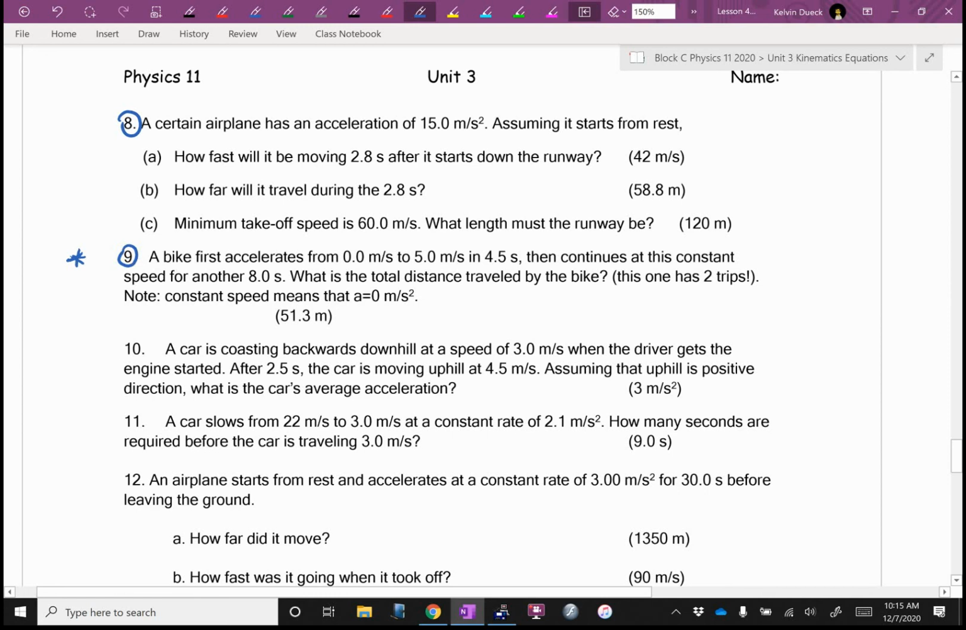Your hint is in number 9, it has 2 trips because the acceleration changes. So in the same way we drew a line down the middle of the page for the slide, I would do a while accelerating and while not accelerating. By the way, if you're not accelerating, what's your acceleration exactly as a number if there's no acceleration? Yeah, A is 0. Okay, so constant speed means A is 0. Cruise control.